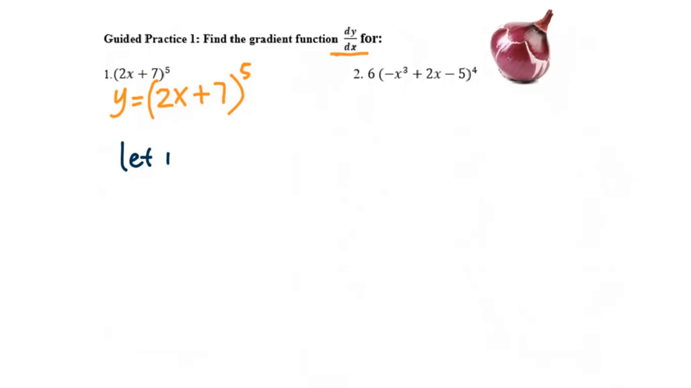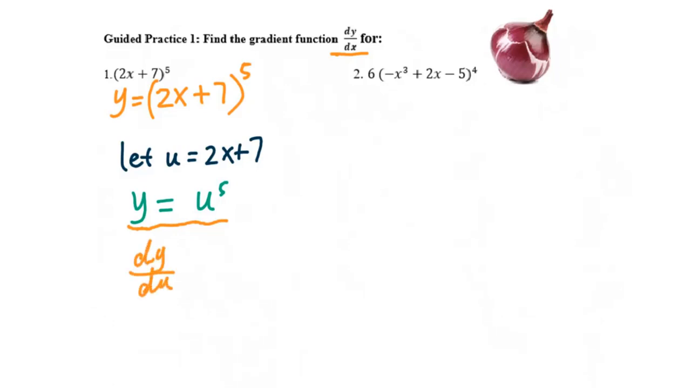Let u equals 2x plus 7. So you can rewrite your function y equals u to the 5th power. Then I can do the derivative of y equals u to the 5th power. We already learned the power rule. So we get dy by du, because u is the independent variable, equals drop down the 5, minus 1, so that you will get 5 times u to the 4th power.